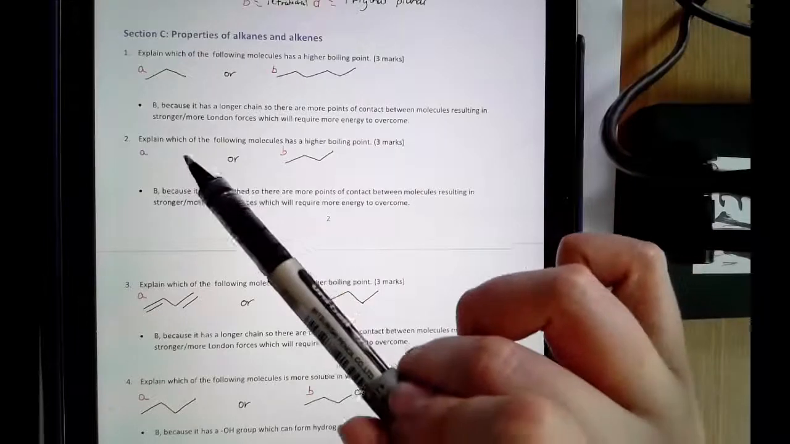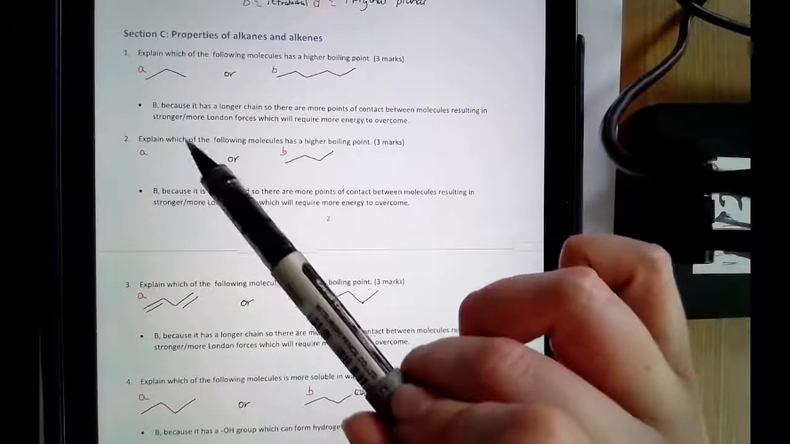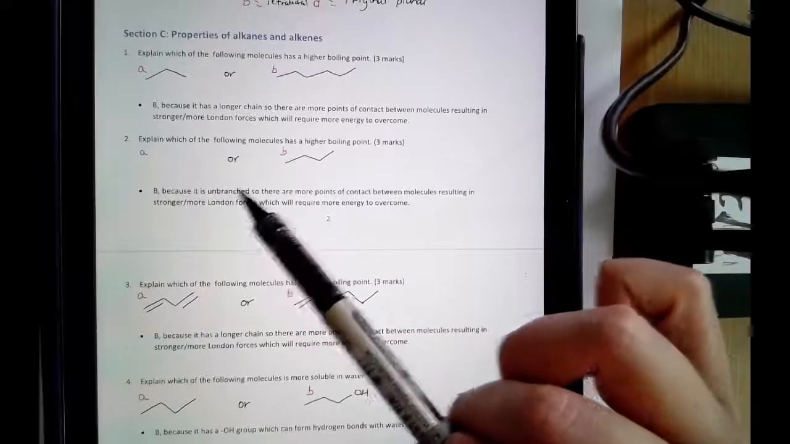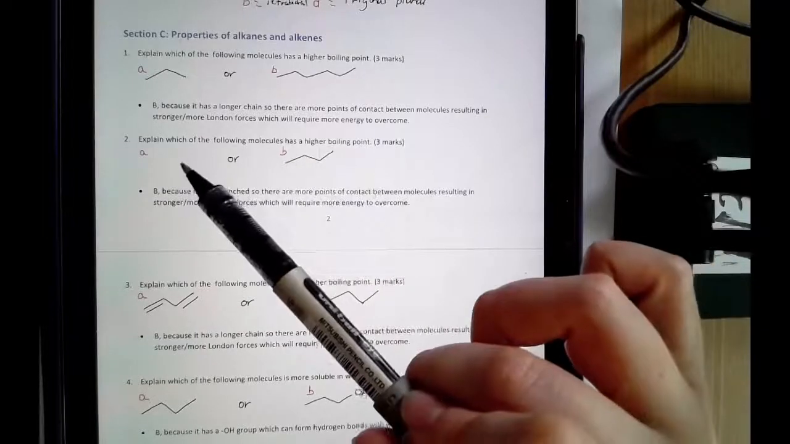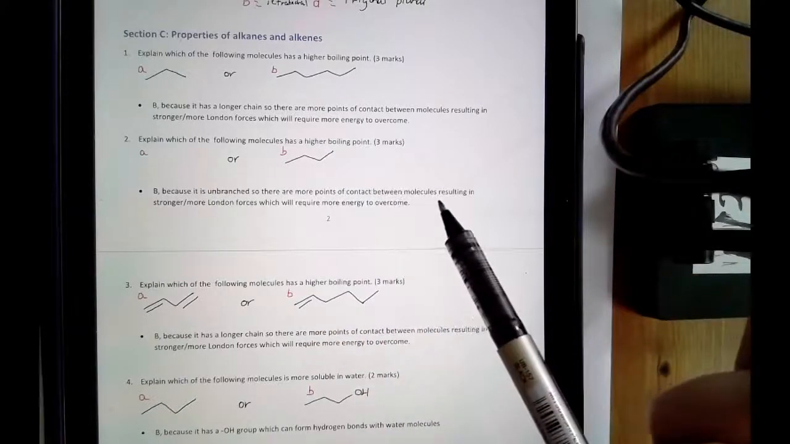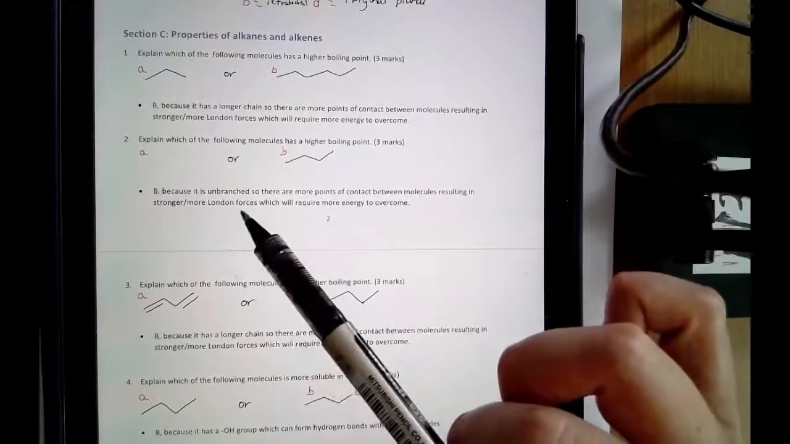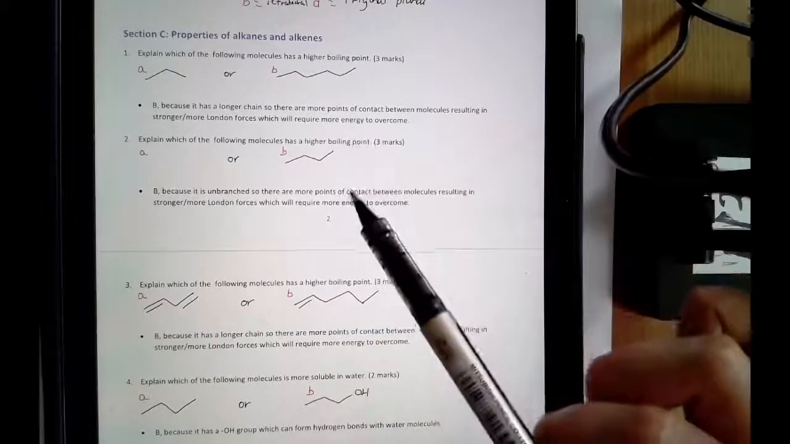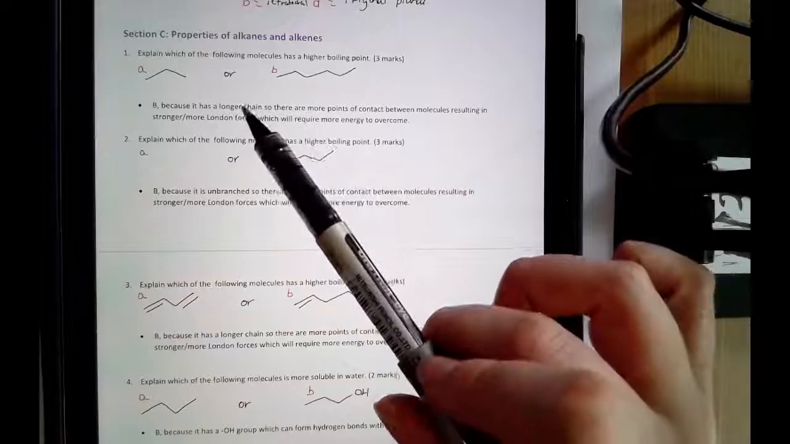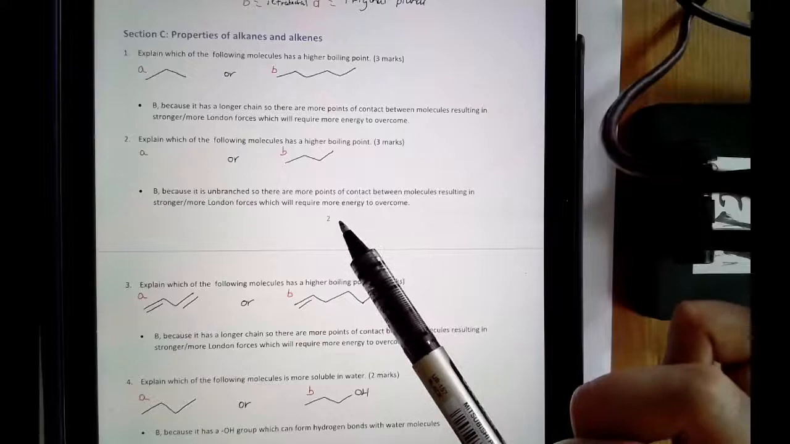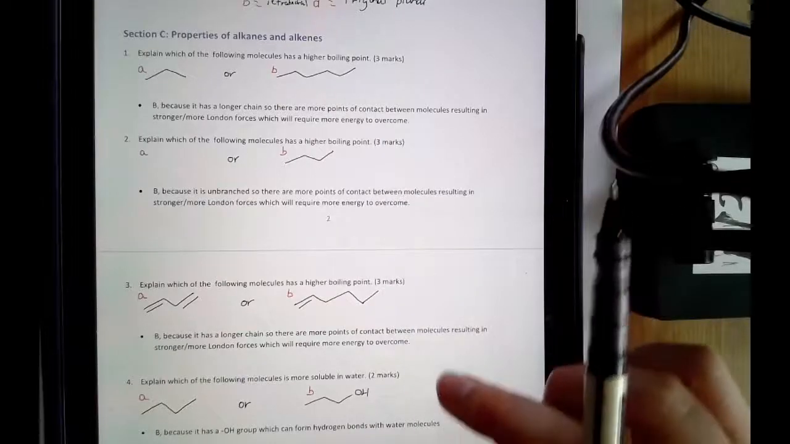In 2, I don't know where my molecule A has gone, but it's got a little branch on it. And the answer is again going to be B. And the reason it's B is because it's unbranched, whereas A had a branch. So there's more points of contact between molecules, resulting in stronger or more London forces, which will require more energy to overcome. So it's exactly the same as what I had before. I'm just changing the longer chain part to the unbranched part. And other than that, I'm using all of the same language. So get in the habit of using those right keywords.